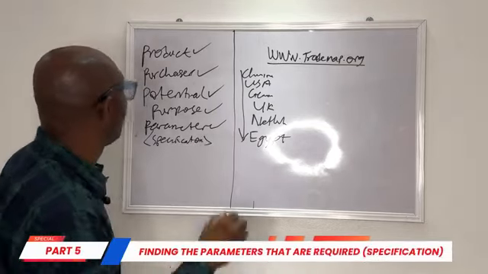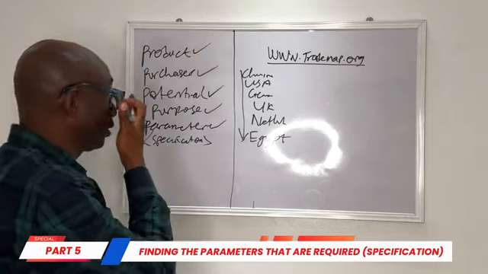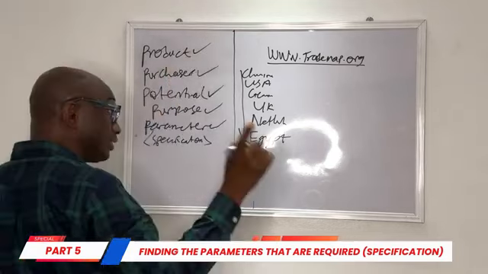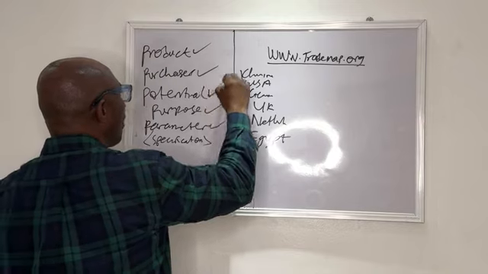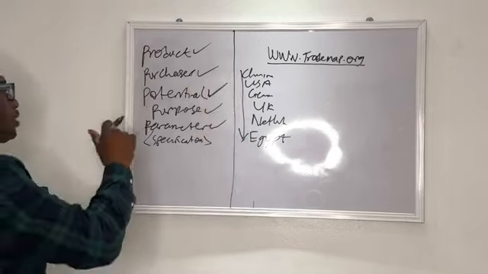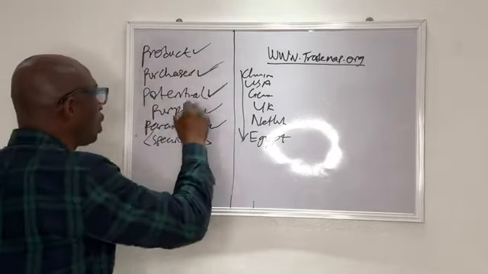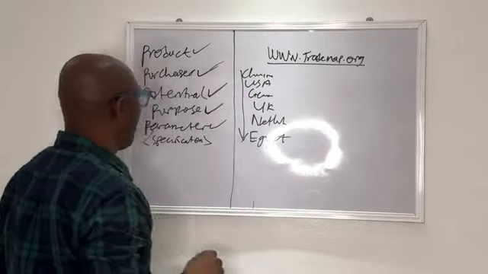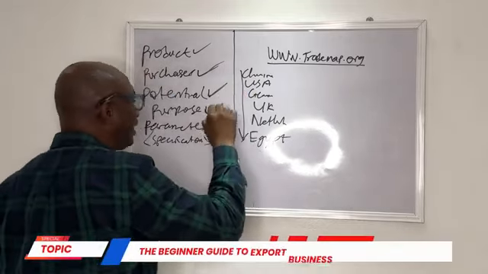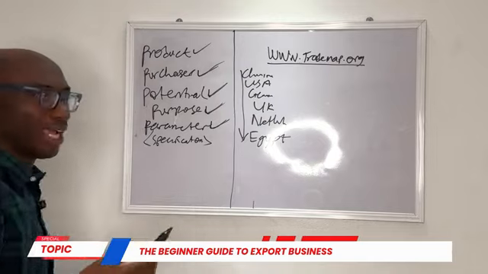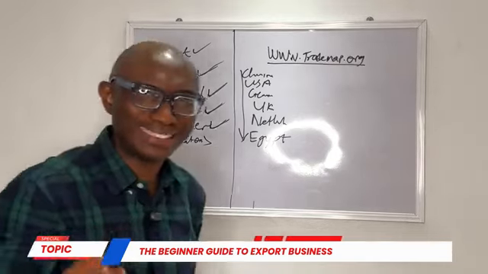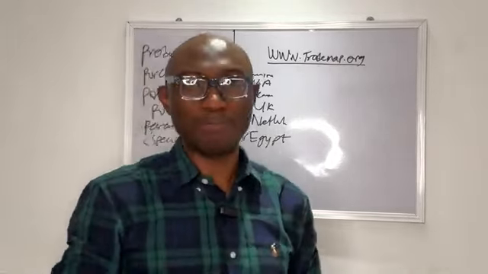Specification. So product: what do you want to export? Potential: what is the volume of demand? Purchasers: who are those buying? Purpose: what do they use it for? Parameter: what are the parameters or quality specifications required for that product?